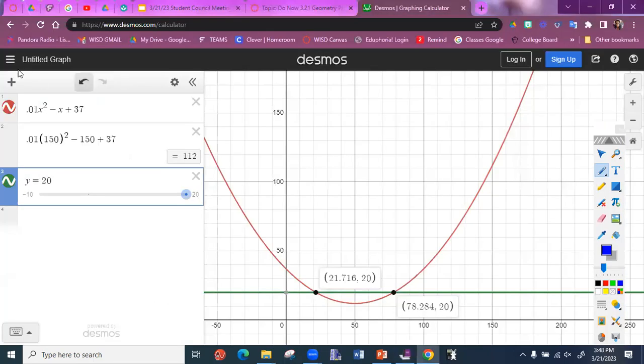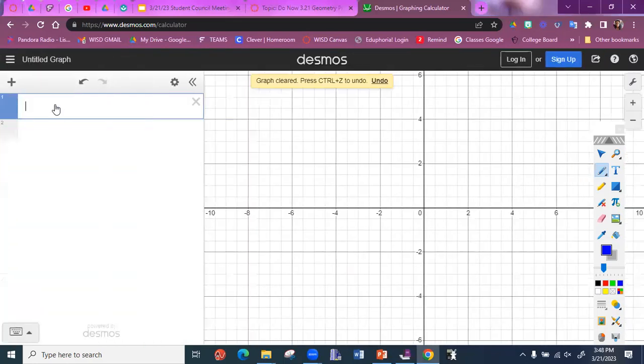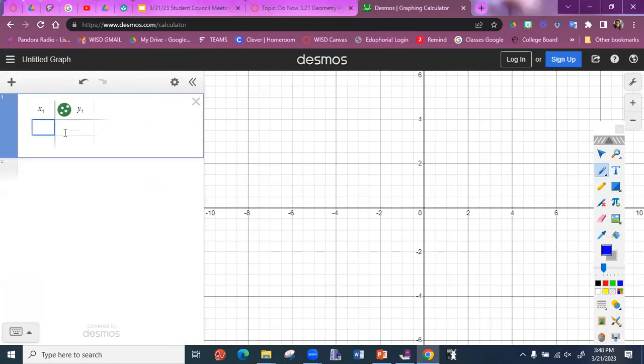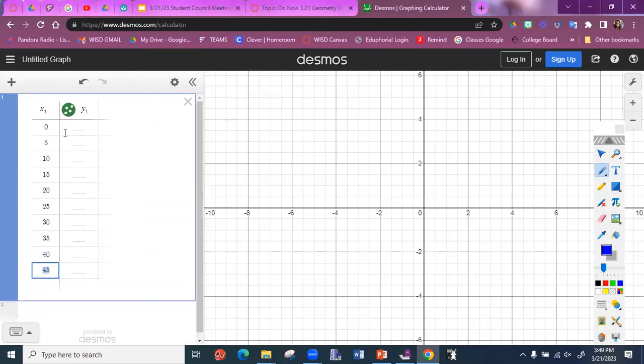So I'm going to go here. We're going to start fresh. So I hit the 3 lines. I'm going to get a new blank document, and I'm going to add a table. After adding the table, I'm going to type in my values. So we have 0, 5. And the good thing about Desmos is once it realizes that you're counting by a certain amount, you can just hit enter and it will add the rest of the values in for you.